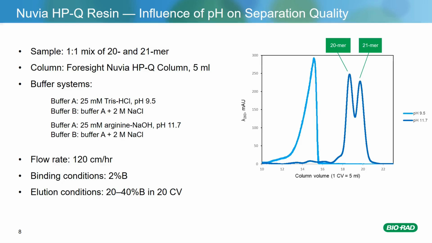The chromatograms on the right show you that at pH 9.5, in the light blue, you're not seeing any separation between the 20 and 21 mer, whereas at pH 11.7, you definitely see a separation between the 20 and the 21 mer.